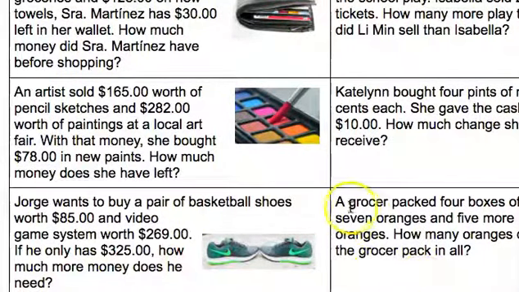Okay, here we go. A grocer packed 4 boxes of 7 oranges and 5 more oranges. How many did he pack in all? So 4 boxes have 7 oranges, and then there's 5 more oranges. So this is an equal group because there are 4 boxes with 7 equal oranges. So this would go into the other column, and then you would solve. Remember, it needs 2 steps to solve this problem.